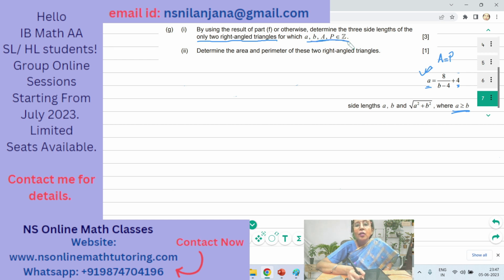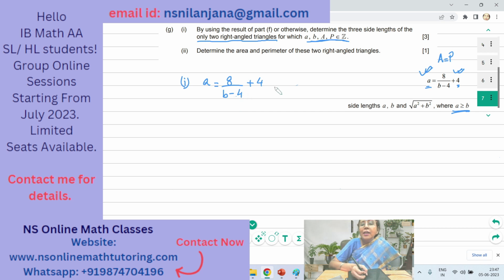Okay, fine. So they have asked us to use this result. We may not use this result as well. We may give the side lengths of the 2 right angle triangles without using this result. We have that option with us, but let us take that. Let us use that result. So A is equal to 8 over (B minus 4) plus 4.